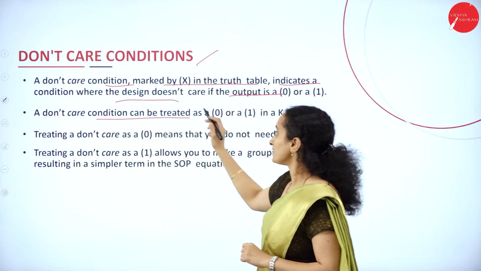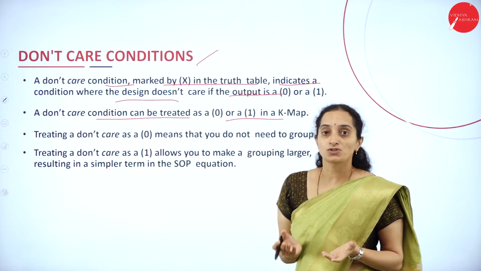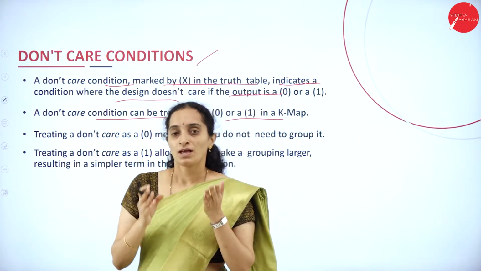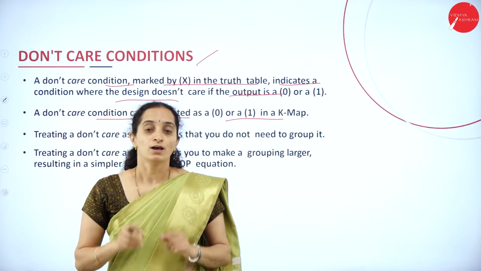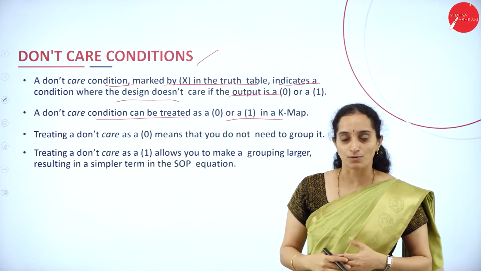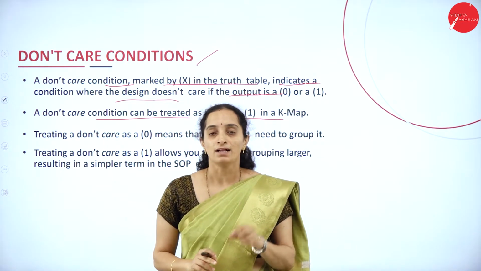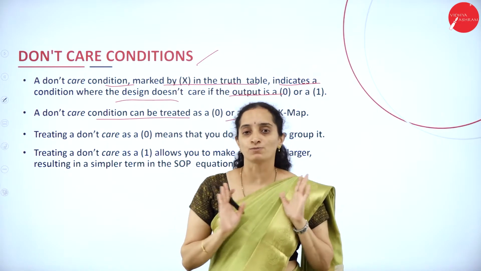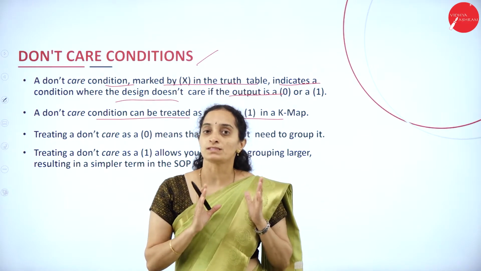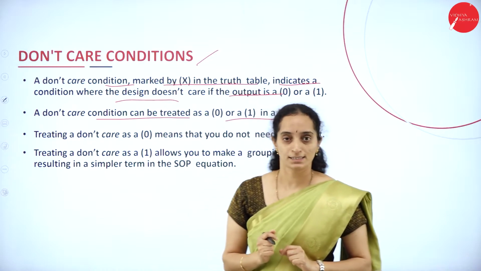A don't care condition can be treated as a 0 or 1 based on which value we are grouping. If we are grouping ones, you can take X as 1. If you are grouping zeros, then you can take X as 0. You need not care. The simplification method doesn't care whether it is 0 or 1. It assumes it is 0 if it is grouping a 0, and it assumes it is 1 if it is grouping the ones in the cell.